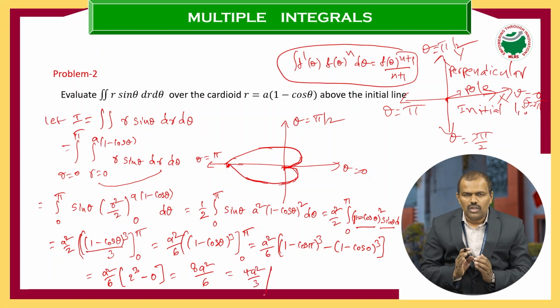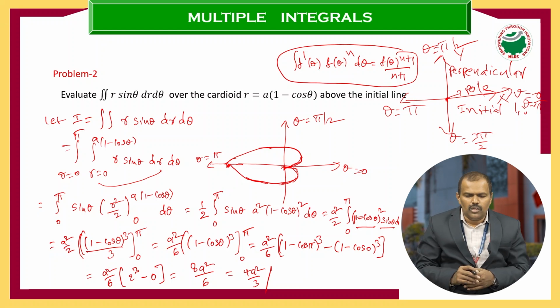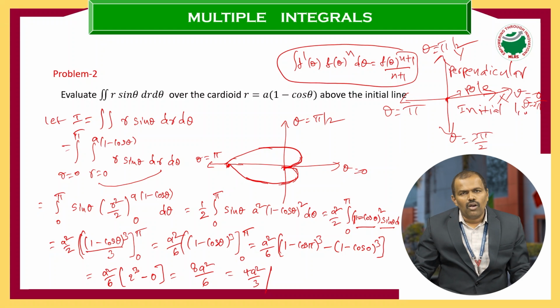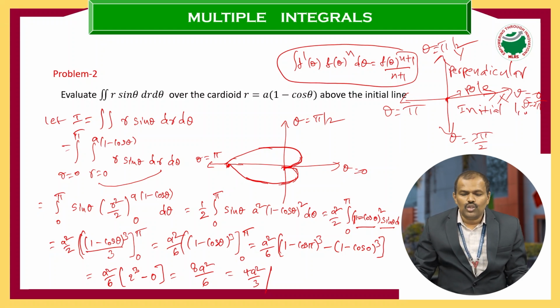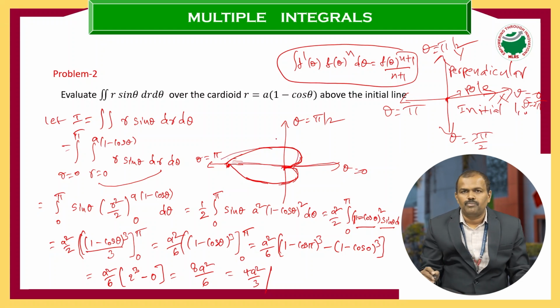So once again, it is very easy to identify the limits and evaluate the integral. First of all, the given question is the double integral of r sin theta dr d theta over the cardioid r is equal to a into 1 minus cos theta above the initial line. This is the initial line. Above the initial line only I determine.